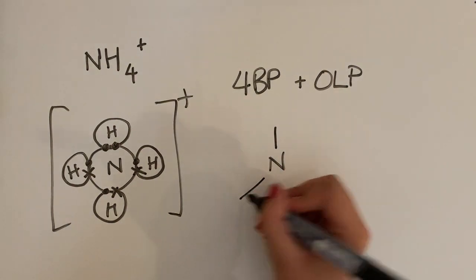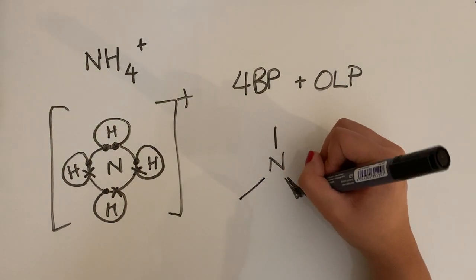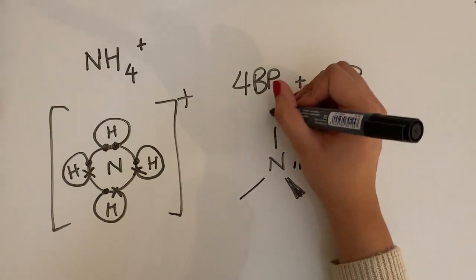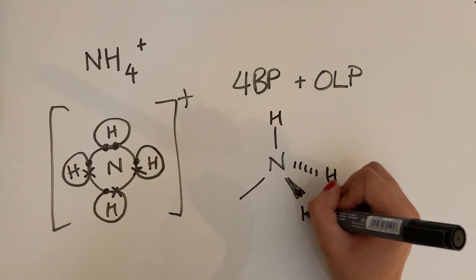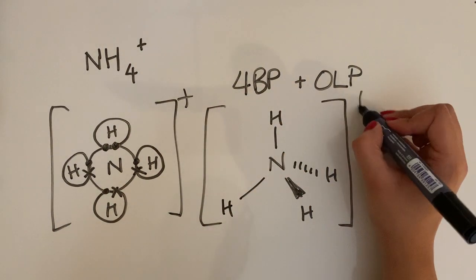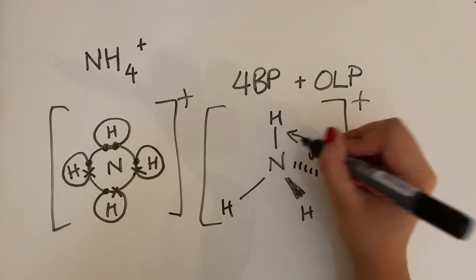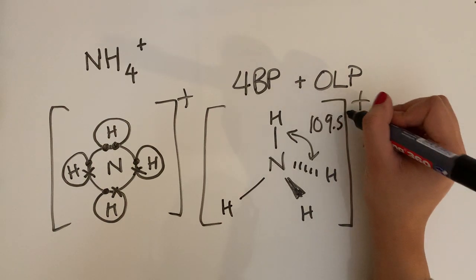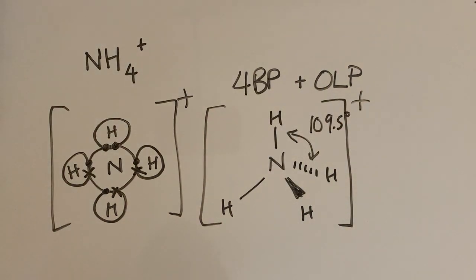So if I'm to draw this in 3D, it would adopt the tetrahedral structure. Don't forget the positive charge. And the bond angle here would be 109.5, like so. Okay, so if you are asked this in an exam, you are asked to determine the shape of a molecule. What you need to do is draw the dot and cross diagram, identify around the central atom the number of bond pairs and lone pairs, and match it to one of the ones that I've covered in this video.